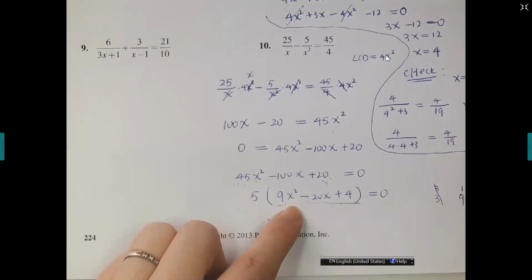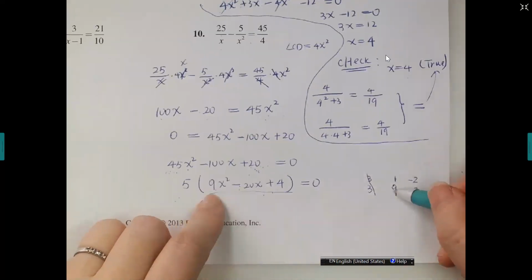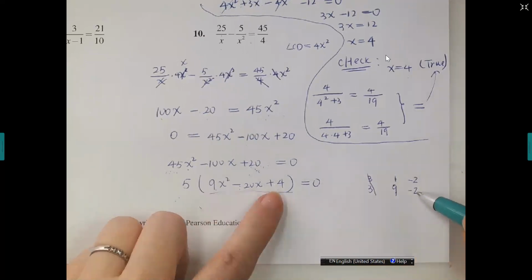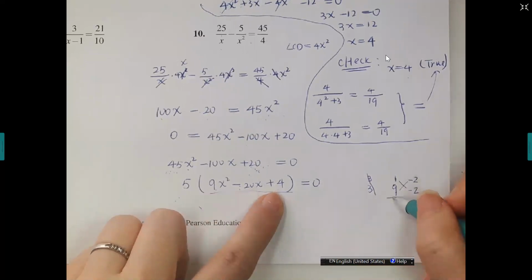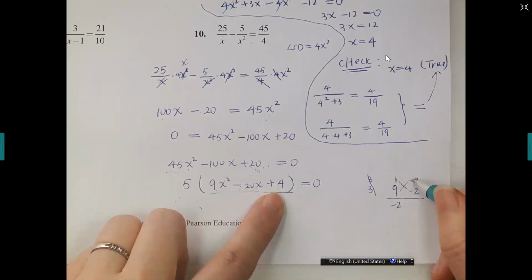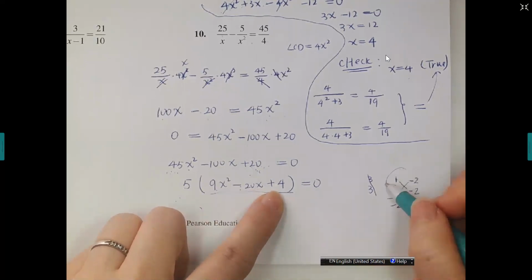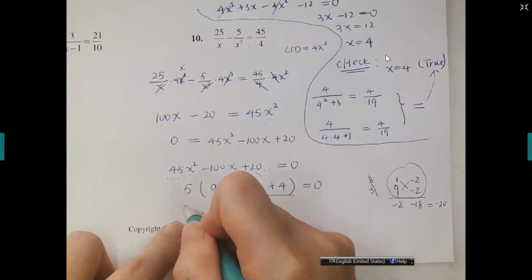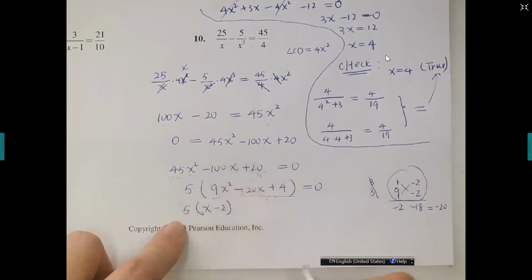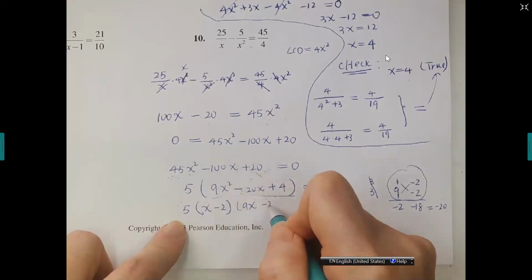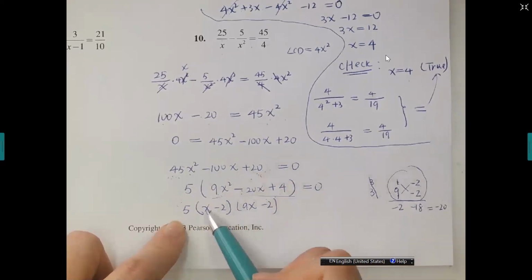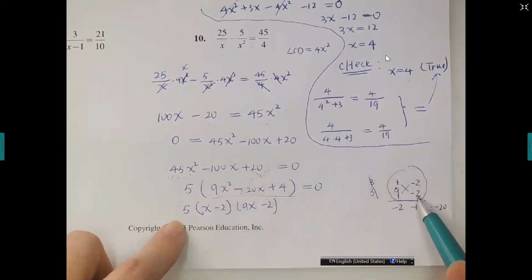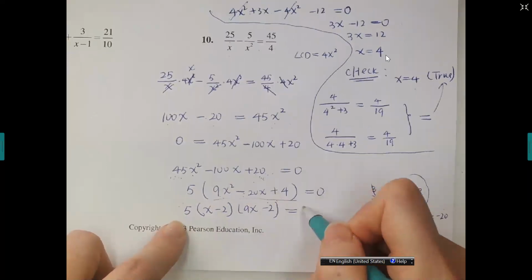So double check here. 1 times 9 is 9. Negative 2 times negative 2 is 4. When I cross multiply, 1 times negative 2 is negative 2, and negative 2 times 9 is negative 18. Put them together, that's negative 20. That is exactly what we are looking for. So we can factor this trinomial as 5 stays here, times x minus 2 times 9x minus 2, equals 0.